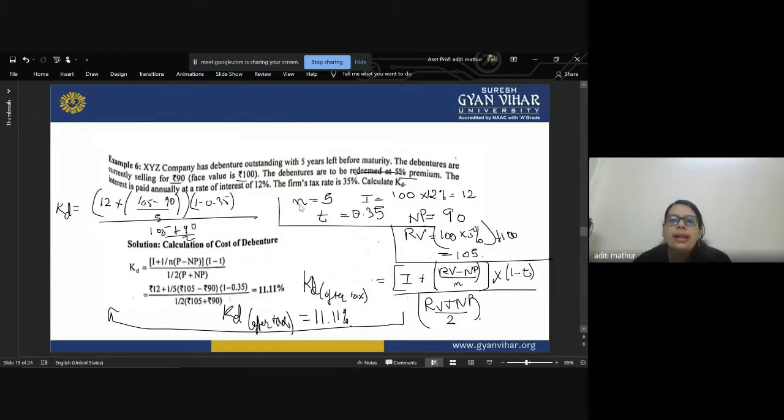This is the question in which the issue was at discount and the redeemable value was at a premium figure, right? So you just have to understand the question, understand the nature of the security, that means whether it is redeemable or not, then write down all those things which are given to us in the question, and then put the values in the formula and get the answer.